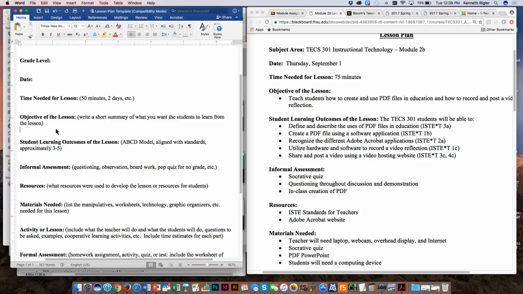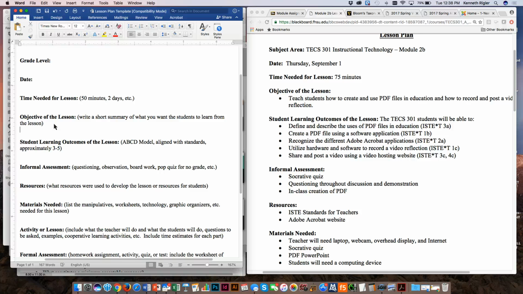So the objective is the general goal of the lesson. Think about it as prior to you teaching the class, this is your goal for this lesson. All right, so today we're going to learn about the U.S. Constitution. Okay, that's my general goal. So the goal would be something like that students would understand the U.S. Constitution, and that's what I'd put in the objective. So you have one objective for the class.